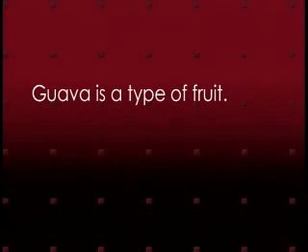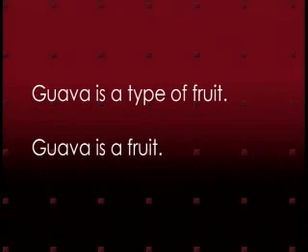Let's look at another example. Guava is a type of fruit, but we don't need to say so. We can just say, guava is a fruit, where a fruit is understood to mean a type of fruit. Here are some more examples to illustrate the use of countable and uncountable nouns. I will pause between each sentence. See if you can mark which nouns are countable and which are uncountable.